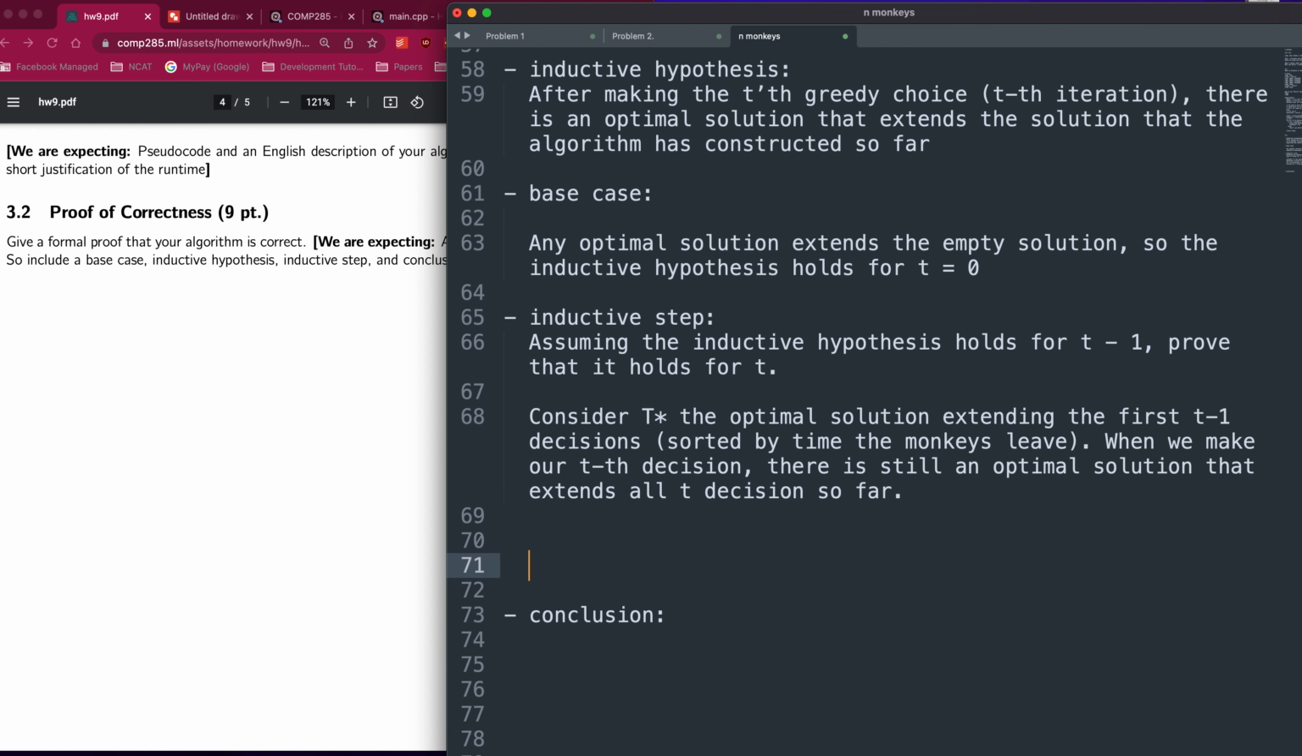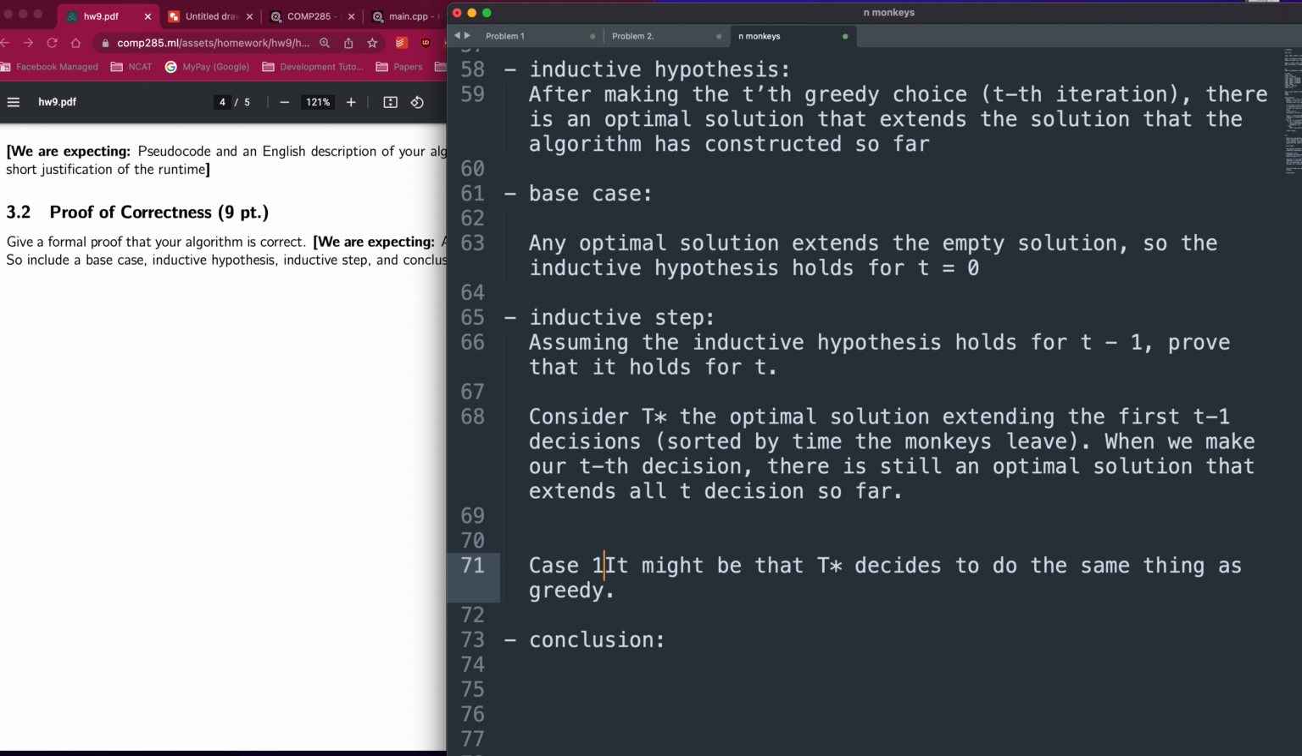Okay, so one option is, we either decide to do the ending time for that monkey, or we decide not to, right? So in either case, it might be that T star decides to do the same thing as greedy. That's case 1. Okay. In such a case, we're done. Because our T star that we had before for the first T minus 1 decisions also extends the first T decisions because it decides to do the same thing as greedy in the t-th decision, right?